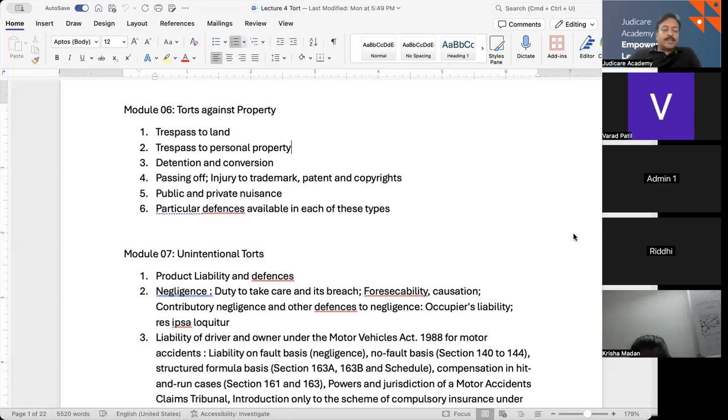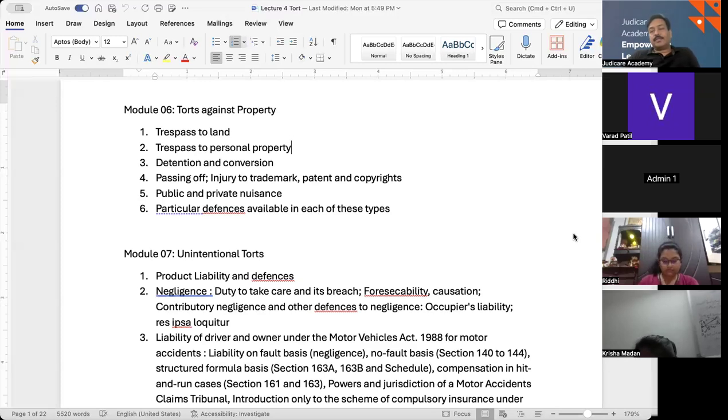Now, what could be the defenses against a product liability claim? First of all, assumption of risk. If a consumer knowingly uses a product despite defects, they may not recover damages. For example, if a consumer uses a flawed power tool and ignores warnings about the defects, leading to injury, they cannot make a claim.